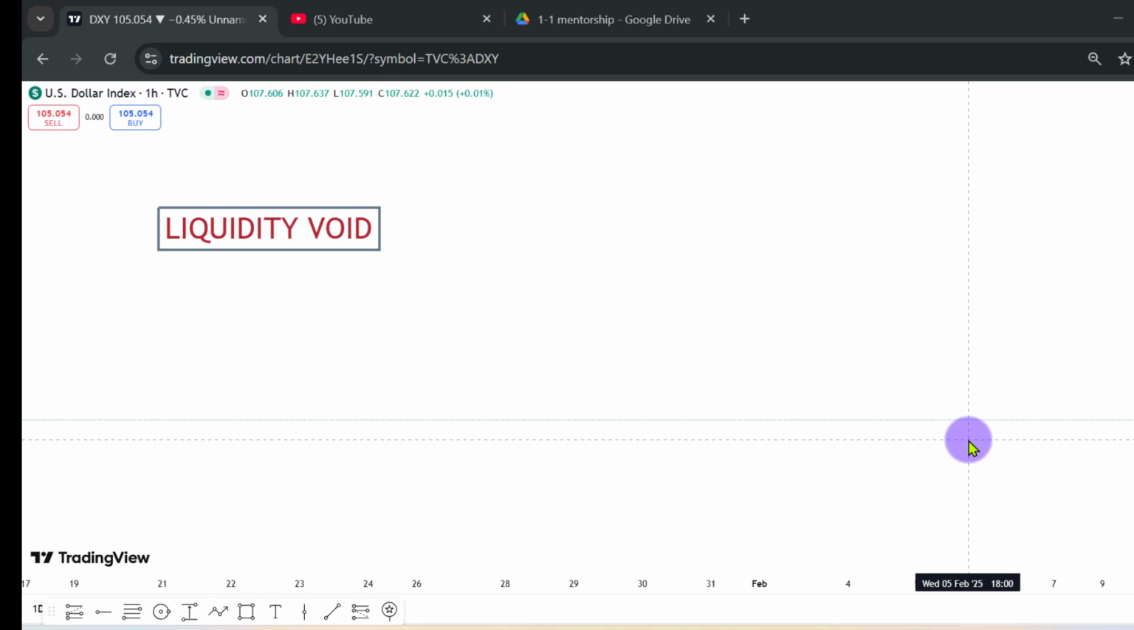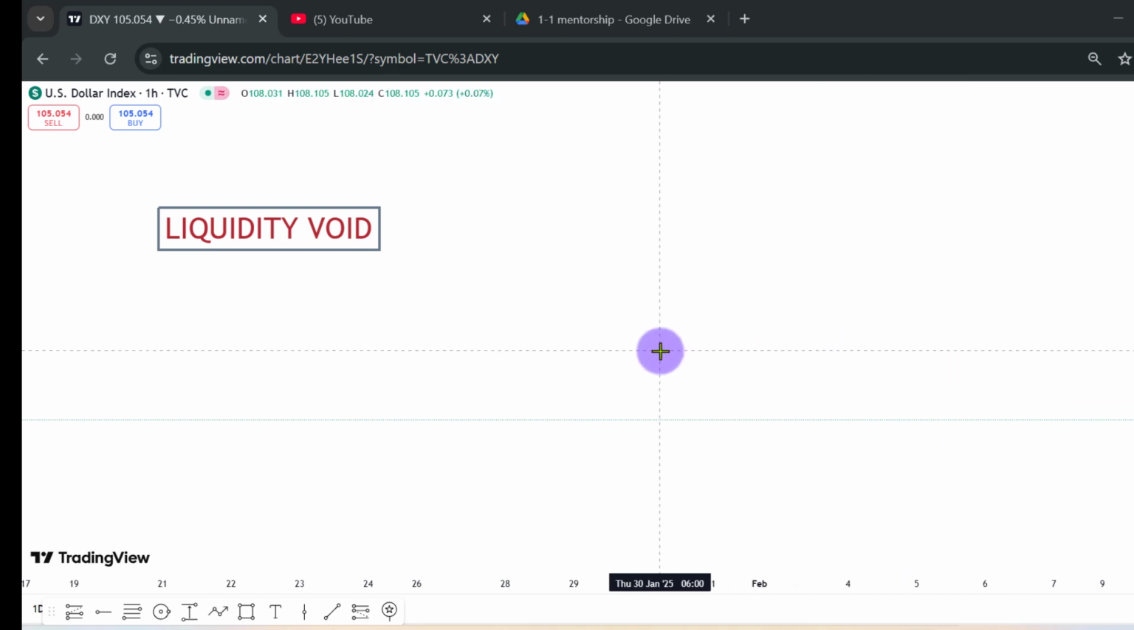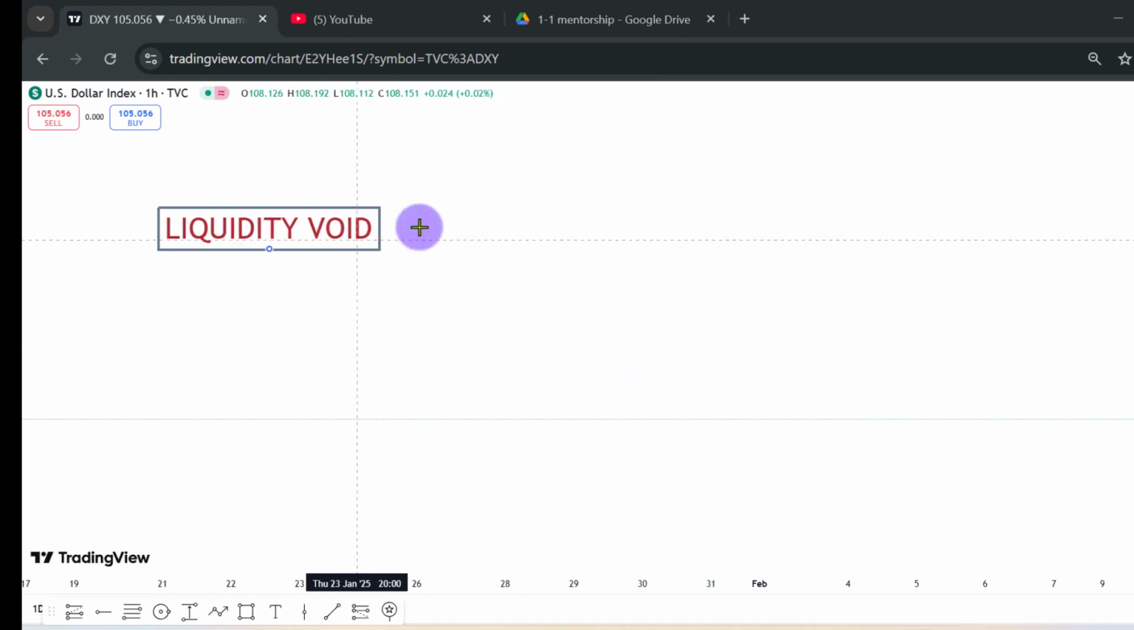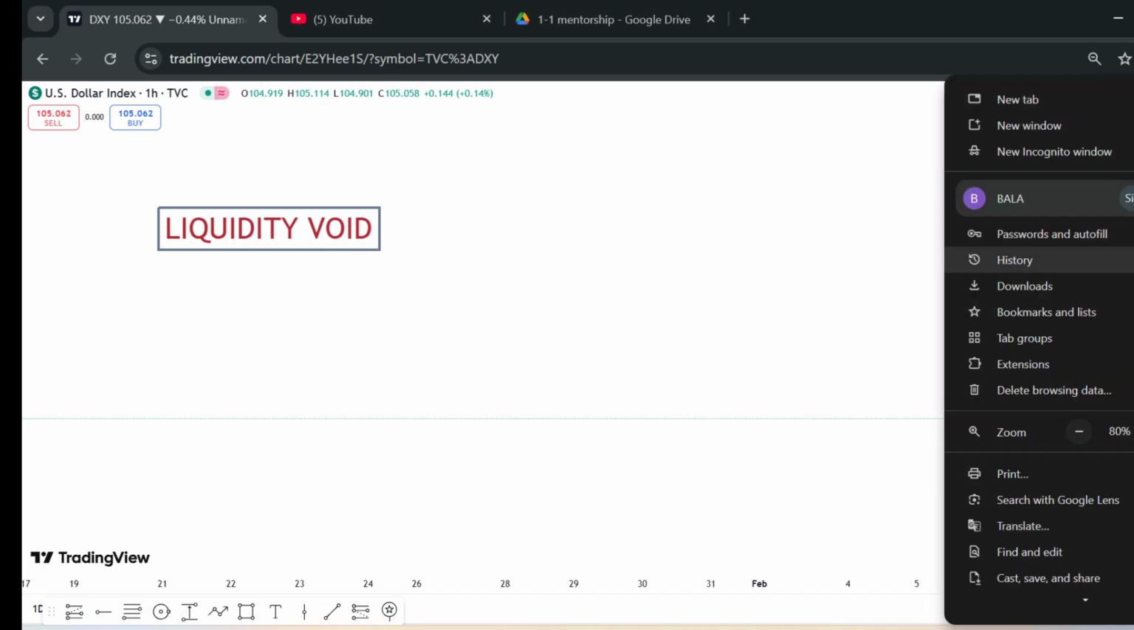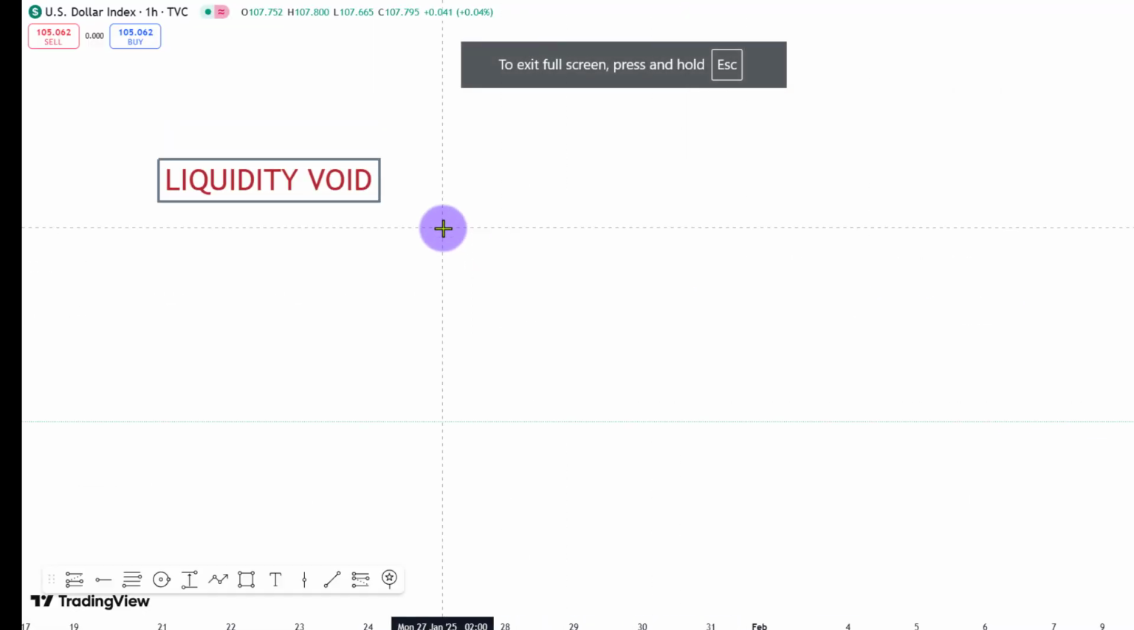Okay, so today let's talk about the third institutional reference point. In its order of importance, today we are talking about the liquidity void. Now, a lot of people get confused when identifying a liquidity void, but it's not really that hard to do. Liquidity void is very simple to identify. So what is a liquidity void?